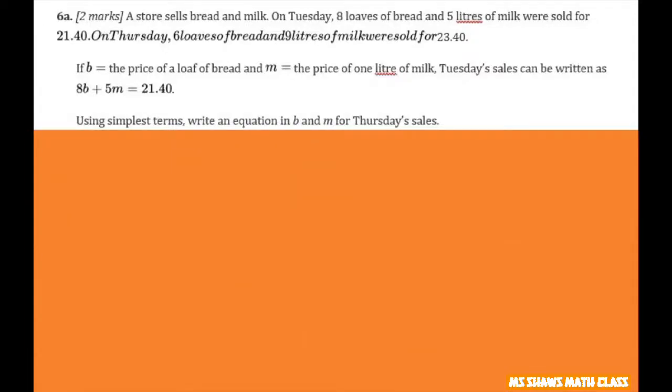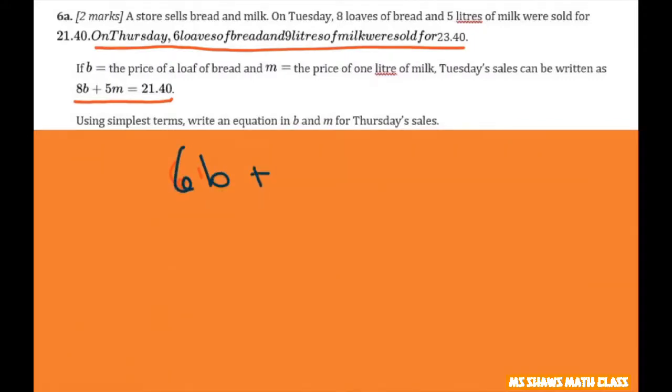Hey everyone, a store sells bread and milk. On Tuesday, 8 loaves of bread and 5 liters of milk were sold for $21.40. On Thursday, let me read this out. This is going to be 6 loaves of bread, so that's going to be 6B plus 9 liters of milk, M, were sold for $23.40.